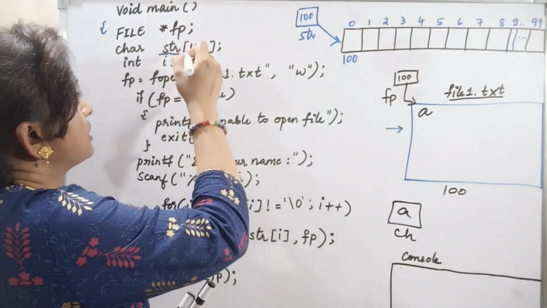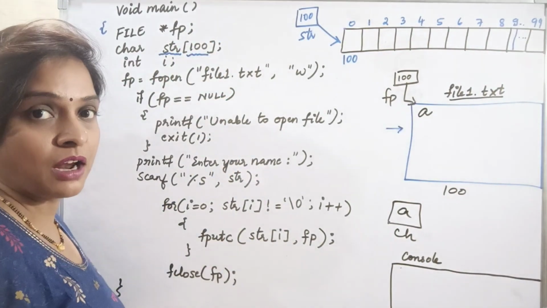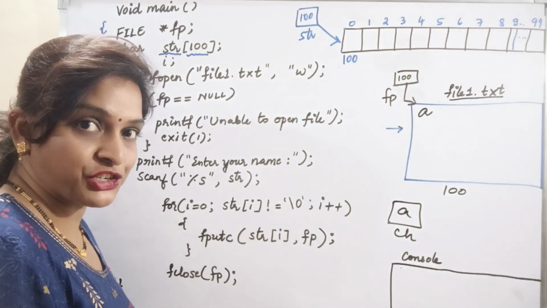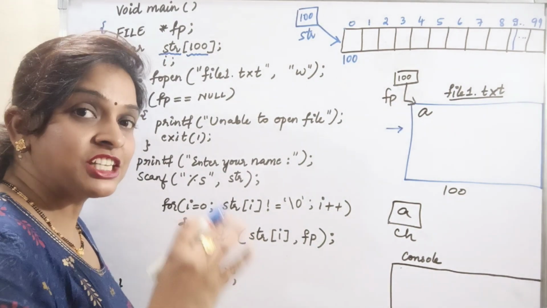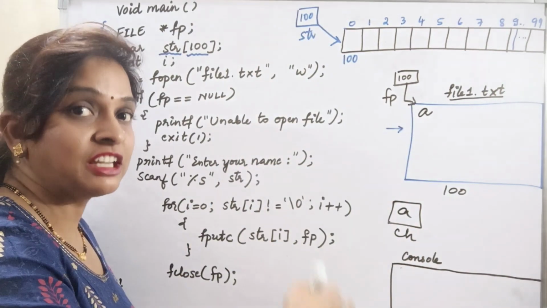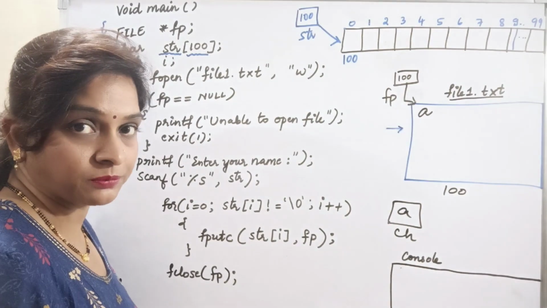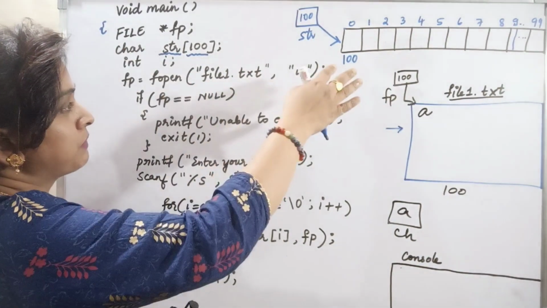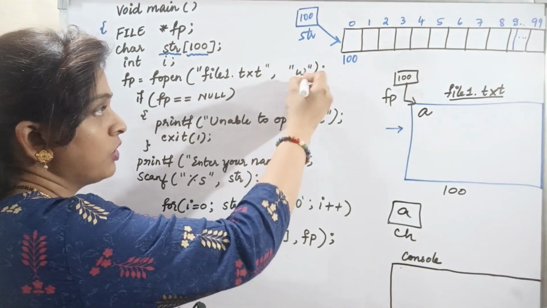So we have str with a dimension 100. Here what we'll do, we'll accept a sequence of characters at one stretch. And that sequence of characters can be written into the file one by one, that is character by character. Now we have a character array. As usual, we will open the file in write mode.